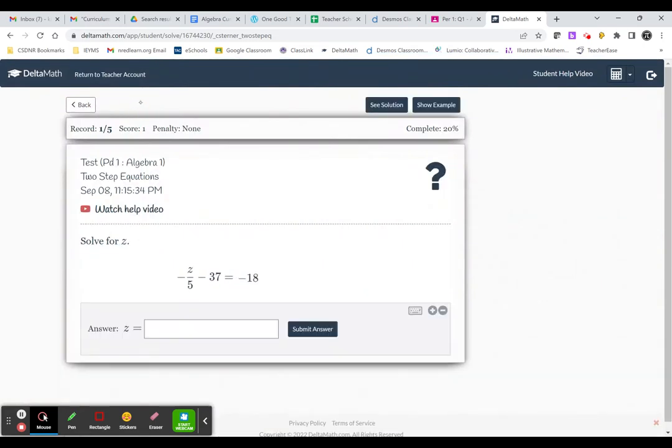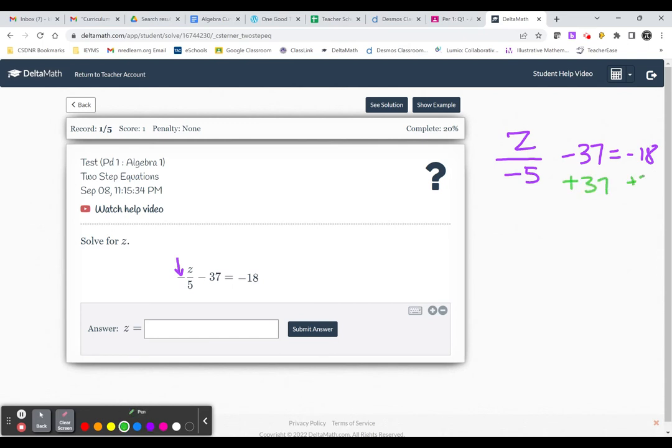Let's do this one more time. We want to isolate the letter Z. So I'm going to give this minus sign right here to the 5. And the first thing I'm going to do is add 37 to both sides. So Z divided by negative 5 is equal to negative 18 plus 37. So I'm going to use my calculator here, and I'm going to get 19.